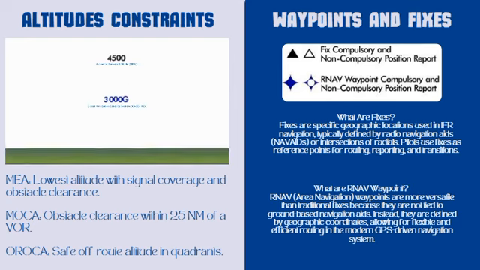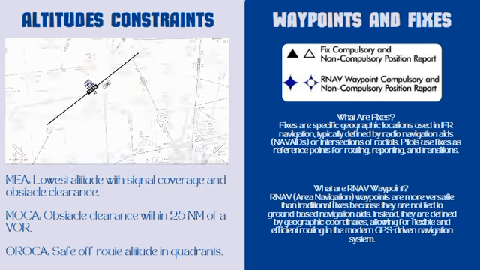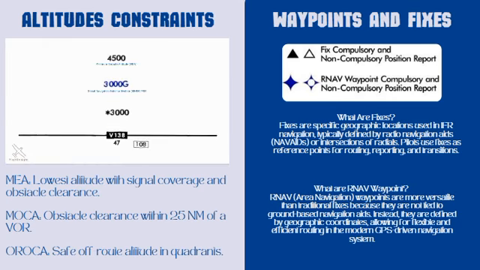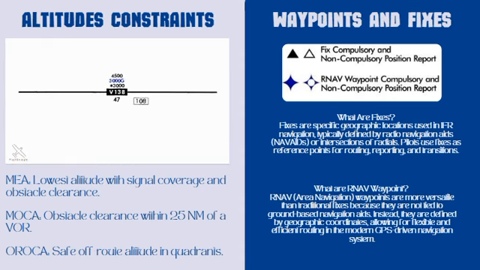MEA values are displayed above the airway or route segment they apply to, shown in thousands of feet and typically in large font. If there are different MEAs for one direction versus the other, they will be displayed side by side with directional arrows to clarify which applies.